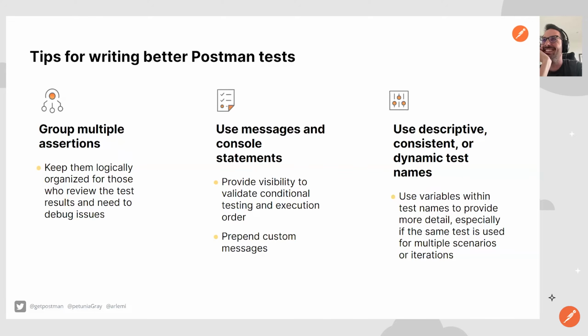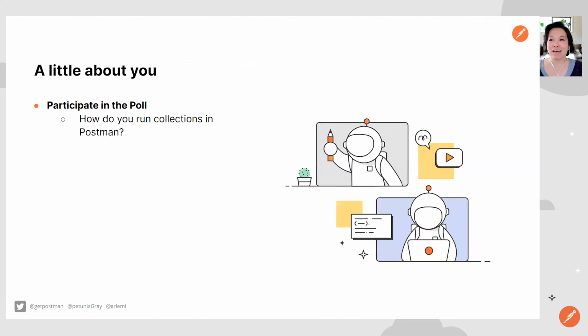And then the last tip is to use descriptive, consistent, or dynamic test names. I think a lot of us, when we write test names, don't expect to see a batch of like 1,000 and then see the ones that fail. So that just gives you a lot more visibility and allows you to narrow down pretty quickly. All right, so just a couple tips from somebody who has some complaints about other people's methods of writing Postman tests.